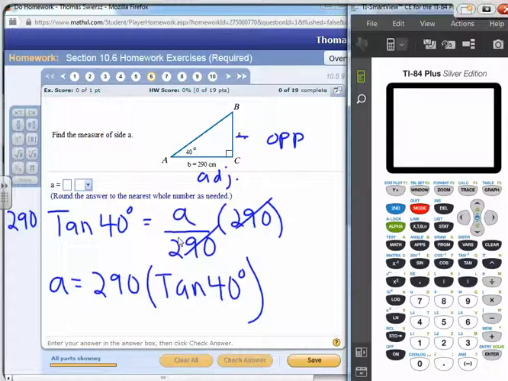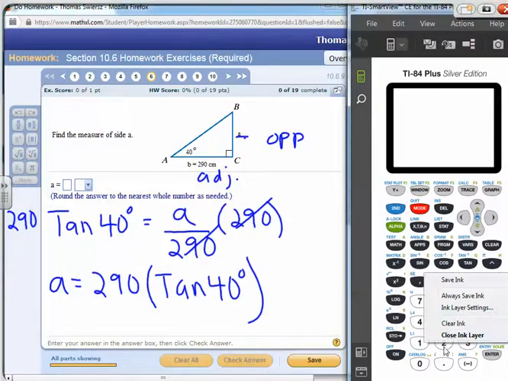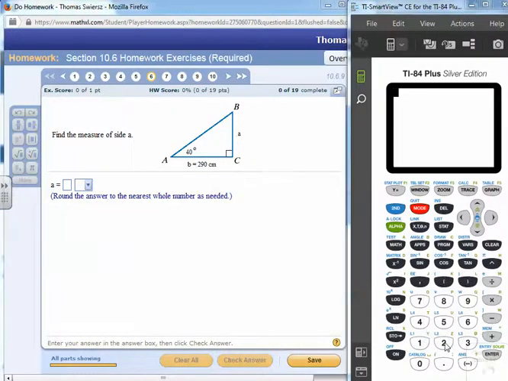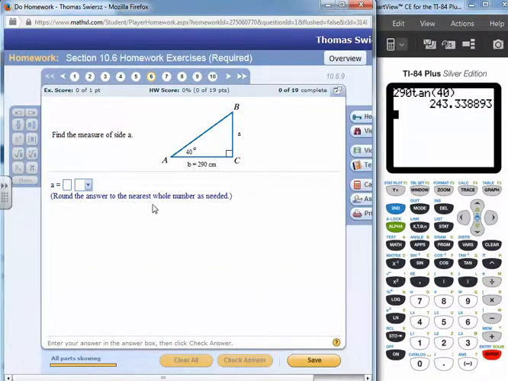Now for the TI-83, you put it in the exact same order. So you go ahead and do 290, and then you don't even need to multiply. It automatically multiplies. Then your tangent key is right above the 2, above the 9, right here. You get tangent, put in the angle measure, which is 40, then put in the right paren, and hit enter. We're supposed to round to the nearest whole number.